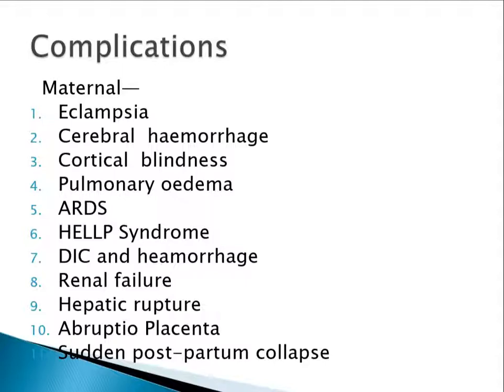Abruptio placenta can occur, where separation of a normally situated placenta occurs with a retroplacental bleeding and presence of clot. Then sudden postpartum hemorrhage, collapse. The patient will collapse suddenly because of any of these complications.